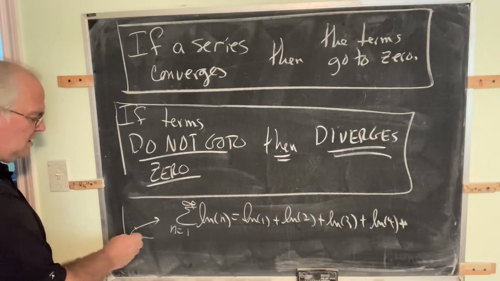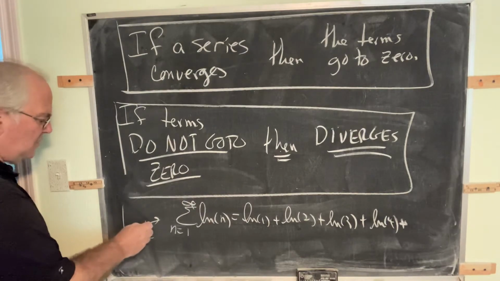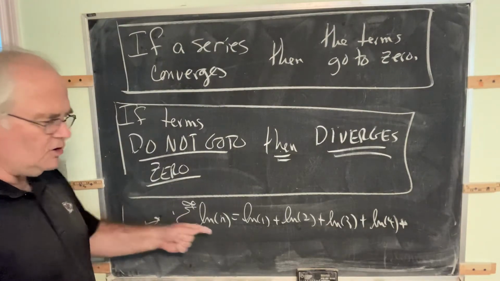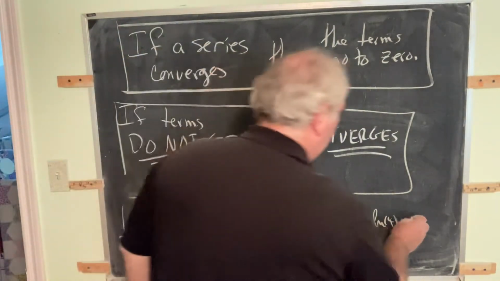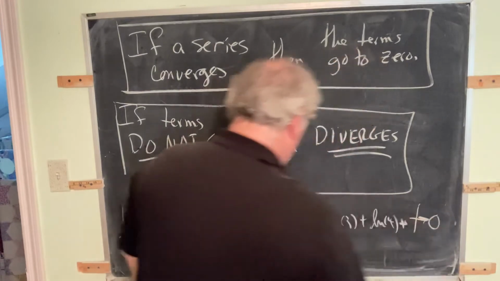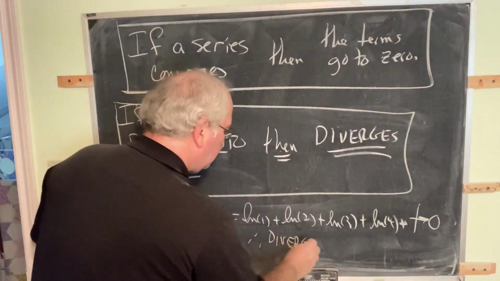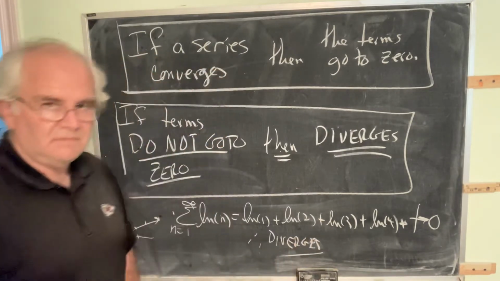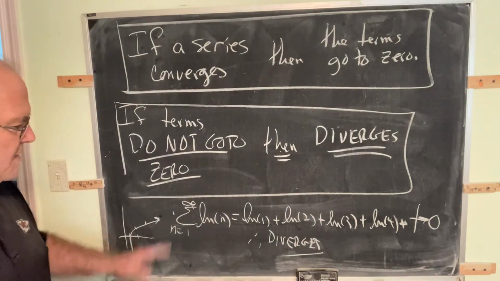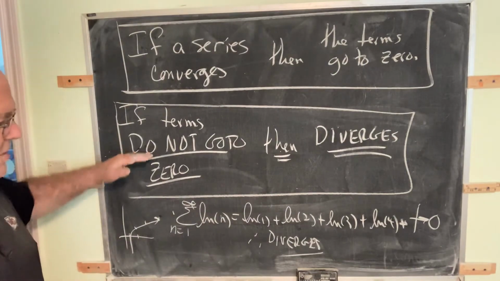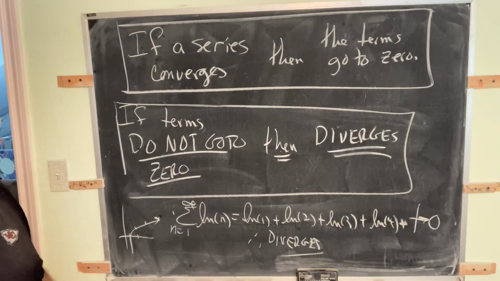Natural log of 1 is 0. Natural log of 2, natural log of 3, natural log of 4, natural log of 5. Those terms are getting larger and larger. They're not going to zero. Therefore, this series diverges. So the series diverges. That's it. If the terms do not go to zero, that guarantees the series diverges.